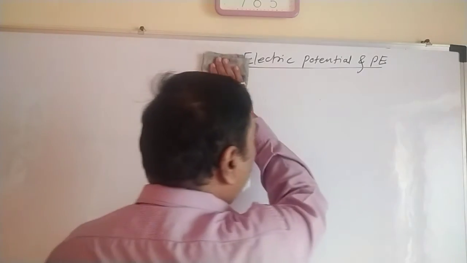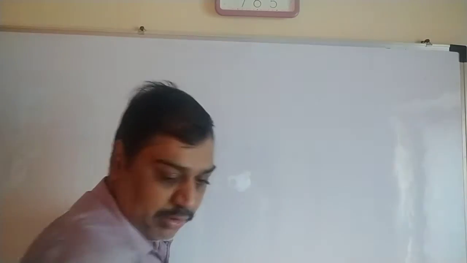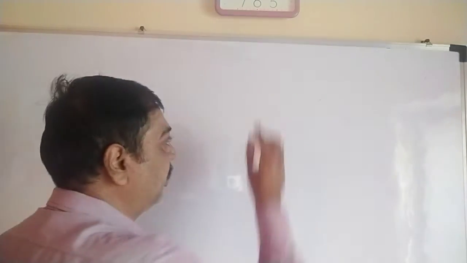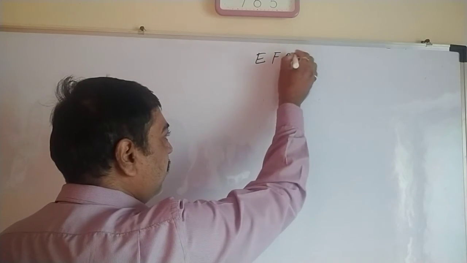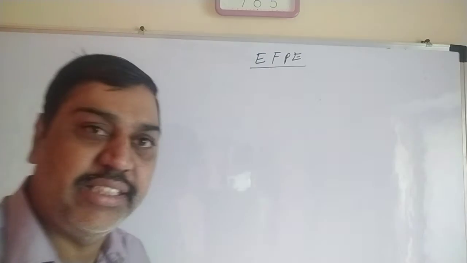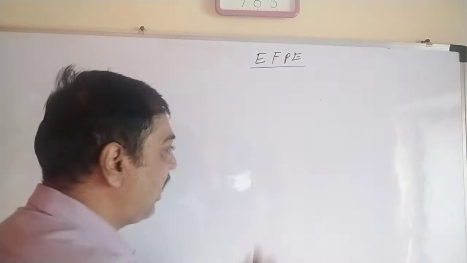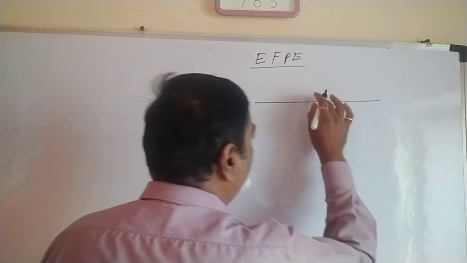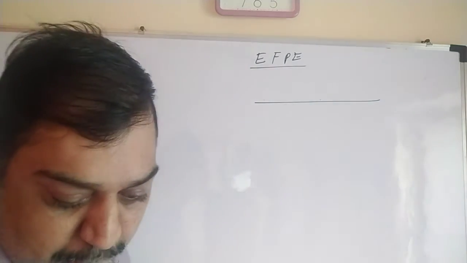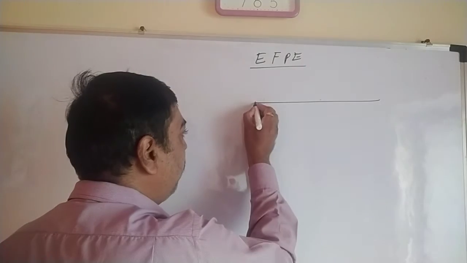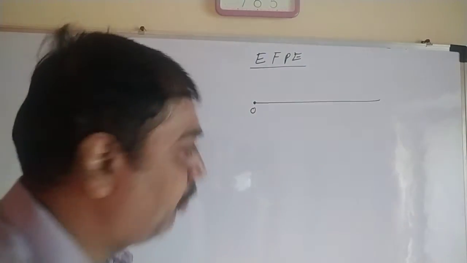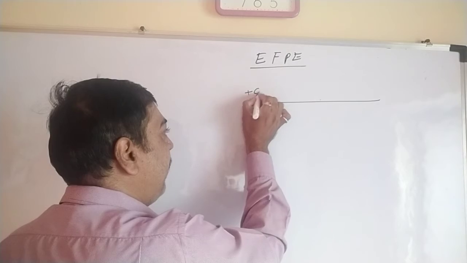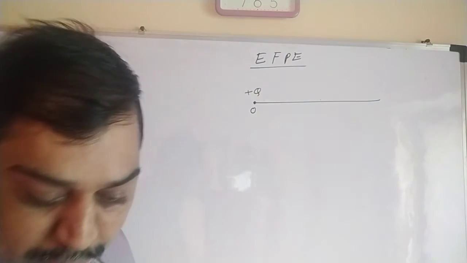Now let's go to the expression for potential energy. Let's derive the equation for potential energy. For that, we have to assume one diagram as they have plotted in the book. We will draw a diagram. Let us consider the point O. This is the point O, where we have kept charge plus Q, a capital Q charge, at point O.